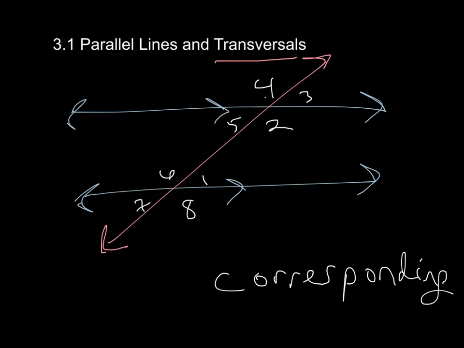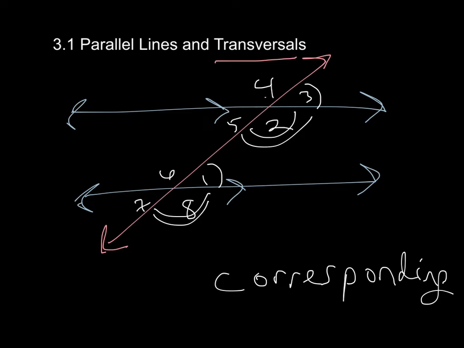Well, how about angle 1 and angle 3? Yeah, they're corresponding. And what do you think is unique about these corresponding angles? Let's look at another one before you answer that. Angle 8 and angle 2 are corresponding. They're congruent, right? When a transversal intersects parallel lines, corresponding angles are congruent. Again, write this down. When a transversal intersects parallel lines, corresponding angles are congruent.